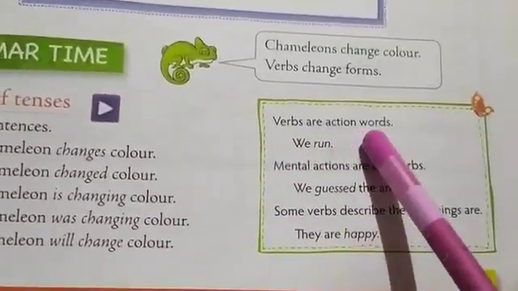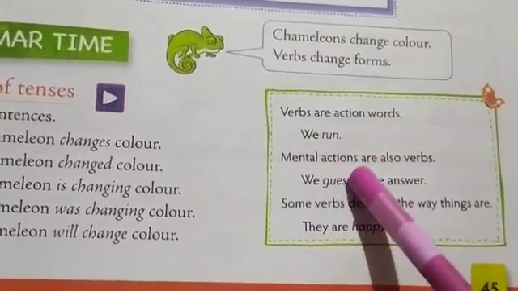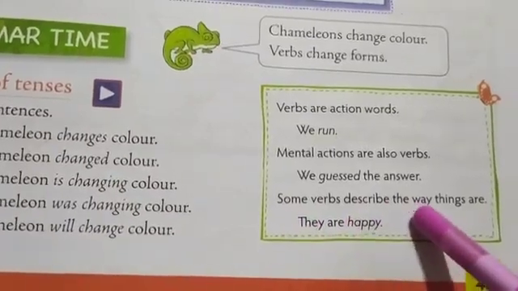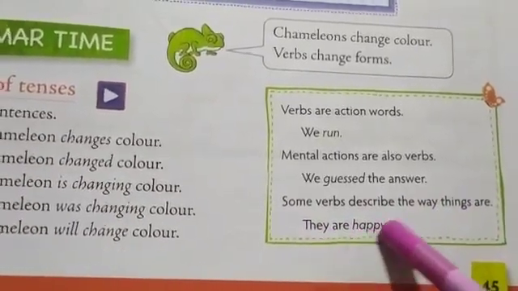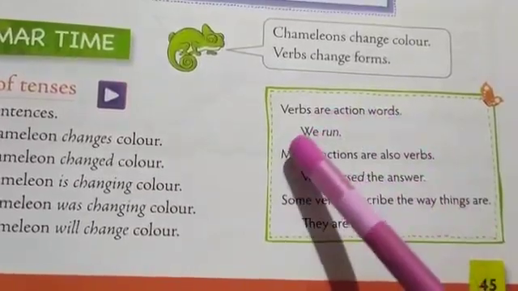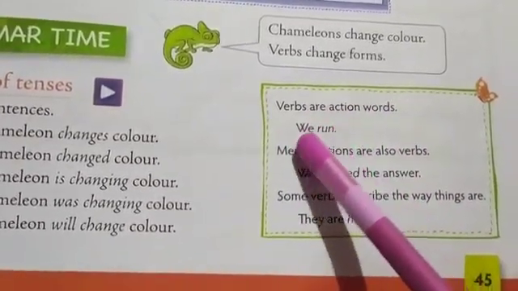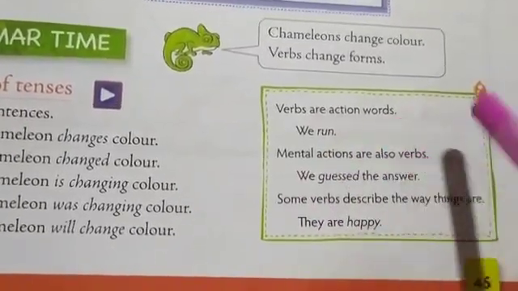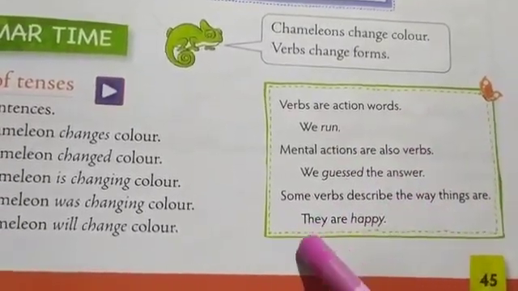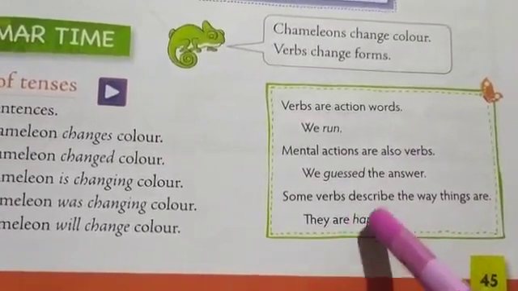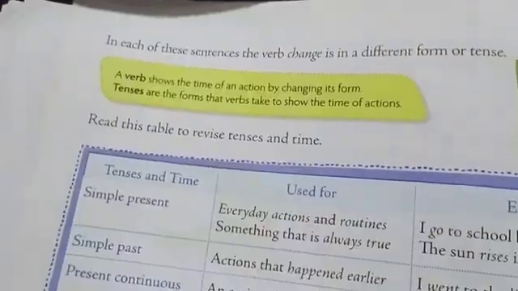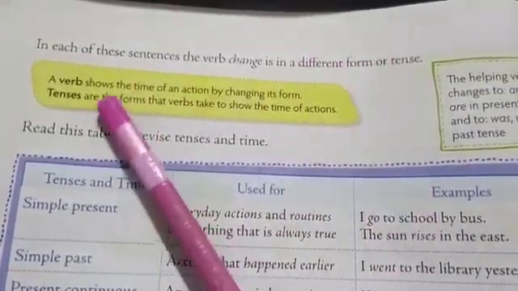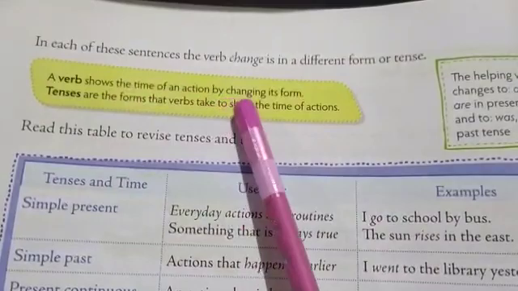Verbs are action words. We run. Mental actions are also verbs. We guessed the answer. Some verbs describe the way things are. They are happy. So like verbs are action words, like we run. Run is an action word. And sometimes it is also a mental action, like happiness. They are happy. So here you see a mental action verb. In each of these sentences, the verb change is in a different form or tense. A verb shows the time of an action by changing its form.